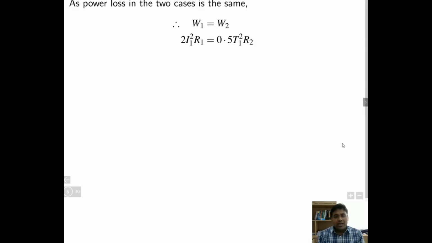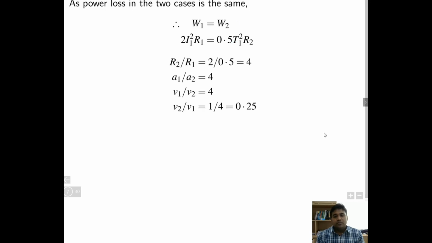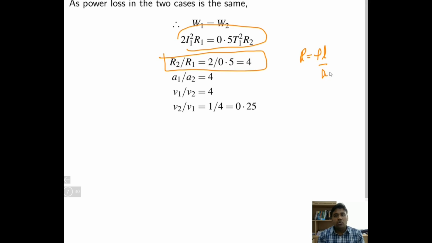After that, we have to equate the power loss because it is the same, W1 is equal to W2. After equating that, we get 2 I1 square R1 is equal to 0.5 I1 square R2. From this relationship, we find that R2 by R1 is equal to 4, and we know that R is equal to rho L by A. So the resistance and area of cross section are inversely proportional to each other. So A1 by A2 is equal to 4.